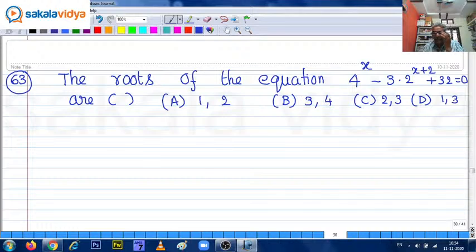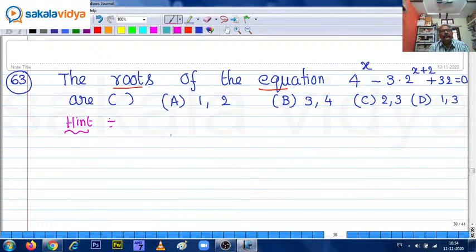Okay, Ramaswamy. Right. The roots of the equation 4 power x minus 3 times 2 power (x plus 2) plus 32 is equal to 0 are, we need to find out. All of you carefully observe. It's a very simple problem. Don't worry. I'll give the hint.